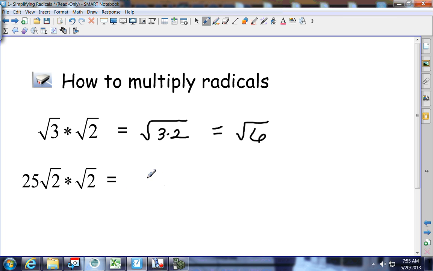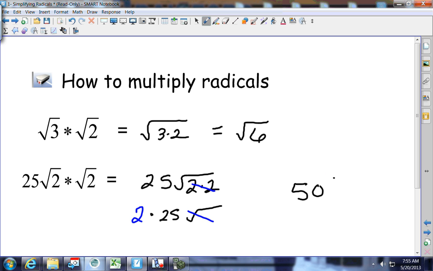The next one, 25 is already outside. And you have 2 times 2 inside the house. Can anybody come out and play? The 2s can because there's partners, right? So you bring the 2 out here times 25. There's no one left in the house, so the square root sign goes away. What's 2 times 25? 50. So your answer would be 50.